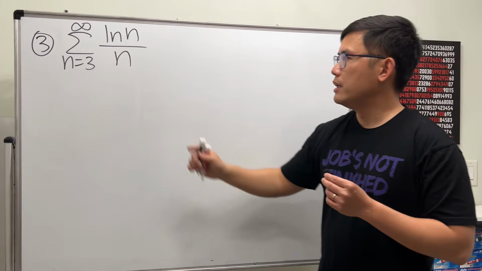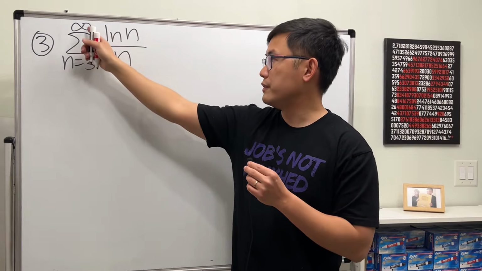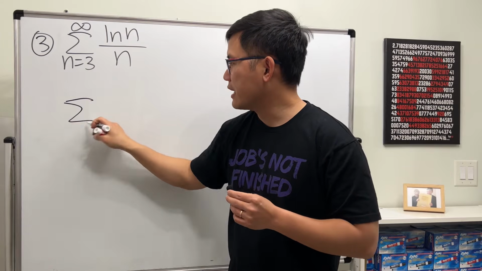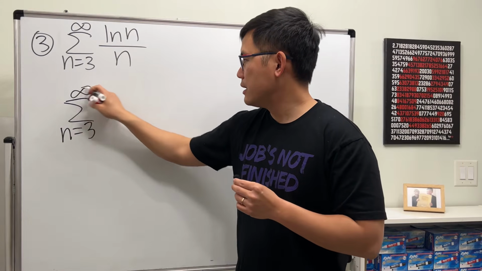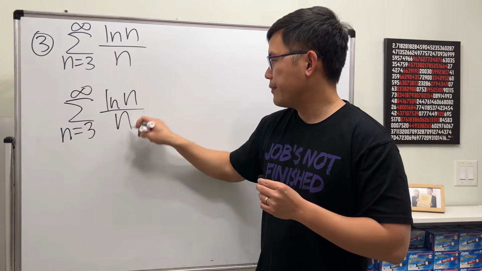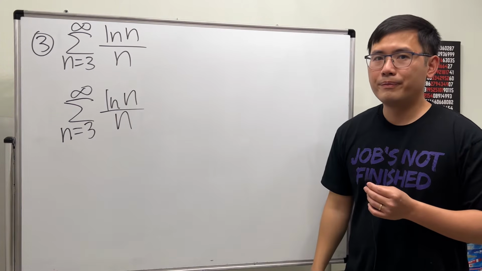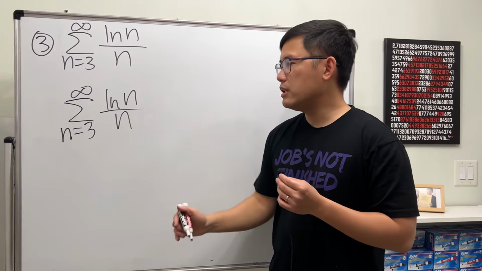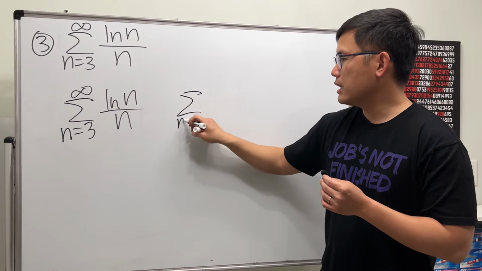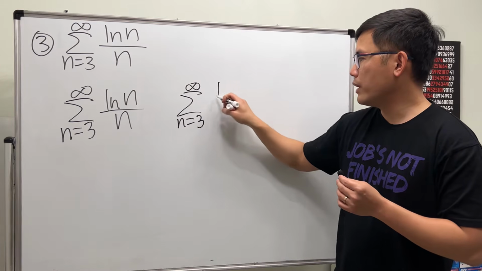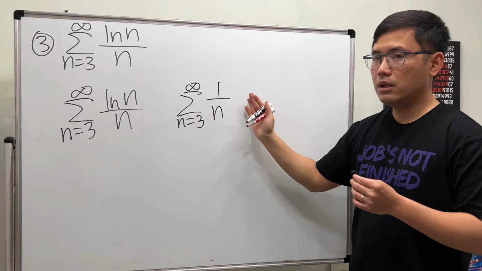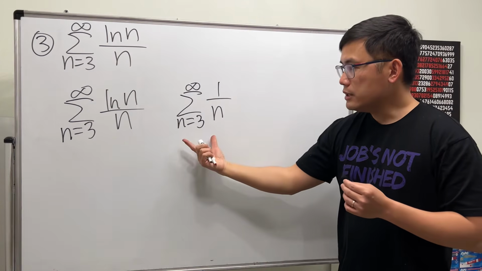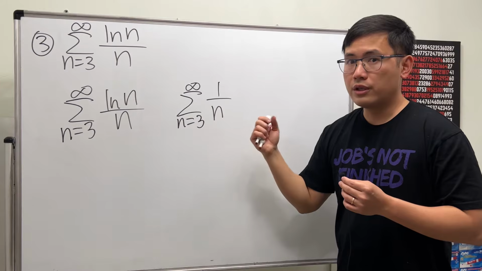Now for number 3, the series as n goes from 3 to infinity of ln n over n. Let me write this down again. So what do we compare though? Notice on the bottom we just have n to the first power. So imagine if you have the series as n goes from 3 to infinity of 1 over n to the first power. You see how I just kind of ignore the ln n? This right here is a divergent harmonic series.